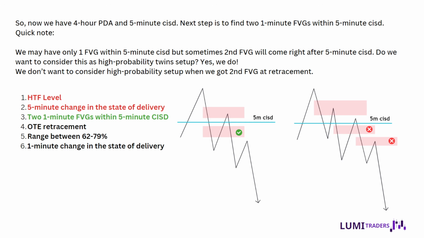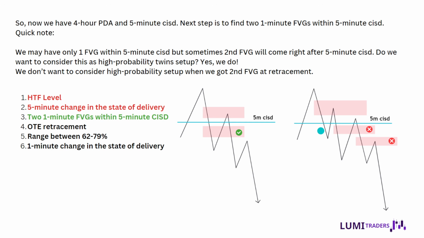Do we want to consider this as a high probability twin setup? Yes, we do. We want to consider it a high probability setup when we get the second fair value gap at the retracement. Here's an example. We got a 5-minute change in the state of delivery. Here is the 1-minute chart, for example. We got a 1-minute fair value gap right inside this 5-minute change in the state of delivery, and the next one was right below it, at the same leg down. I want to consider this. That's going to be a high probability twin setup. Perfectly fine.